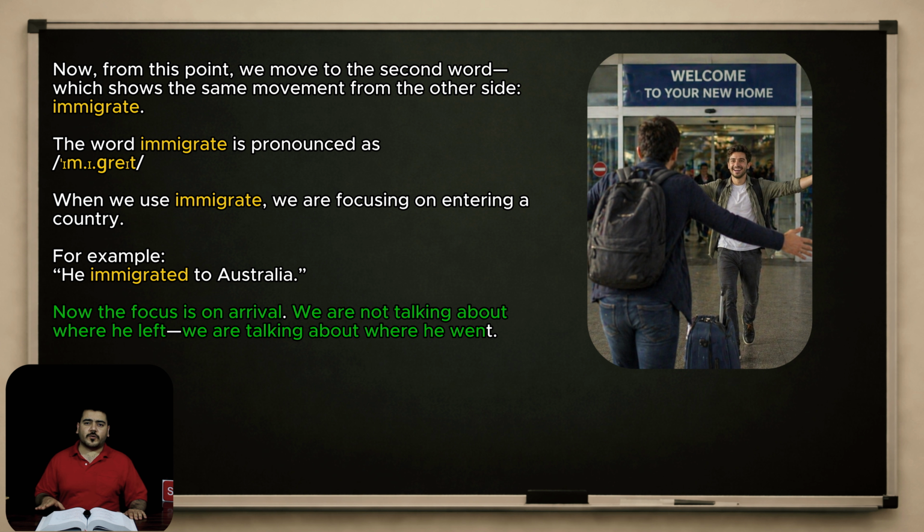Now, from this point, we move to the second word, which shows the same movement from the other side, immigrate. The word immigrate is pronounced as immigrate. When we use immigrate, we are focusing on entering a country. For example, he immigrated to Australia. The focus is on arrival.